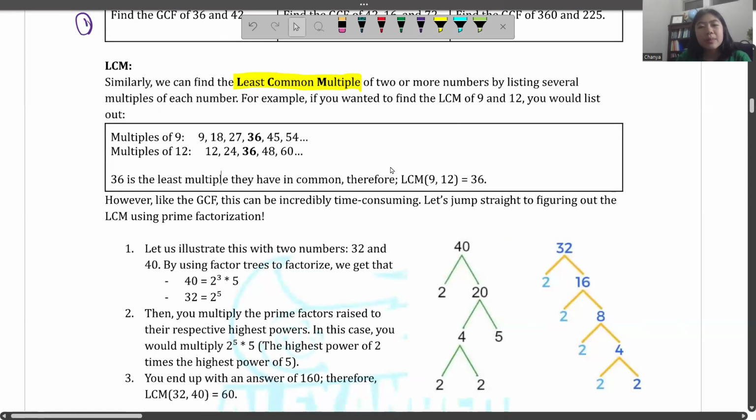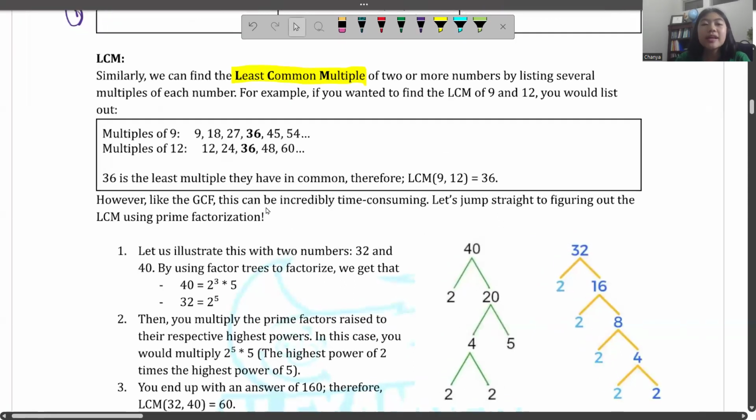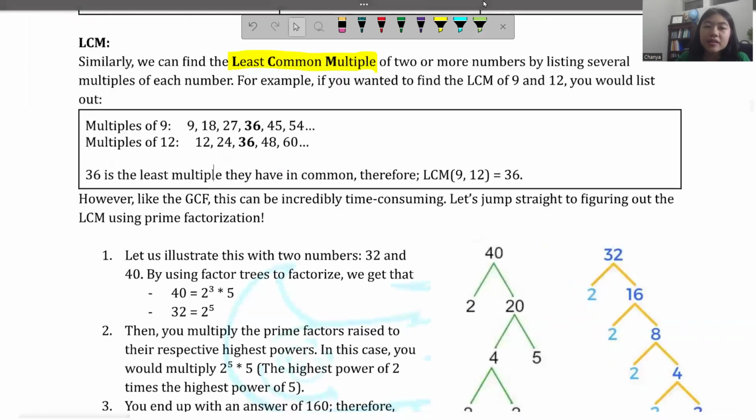So I think this is better illustrated with an example. Let's take 9 and 12, right? With 9, we're just going to list the multiples, and we're going to list the multiples of 12 and see which is the least multiple they have in common, right? So the multiples of 9, you can see that we already have them listed here. They're 9, 18, 27, 36, 45, 54, etc. So basically all the multiples of 9, right?